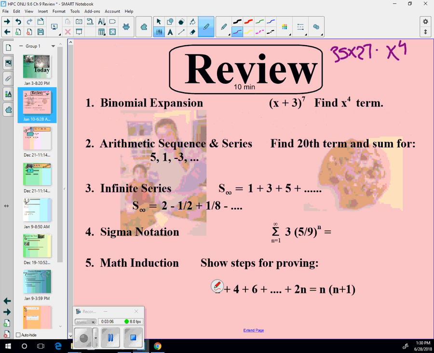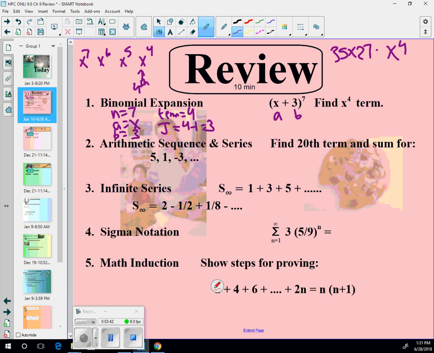We could say n is the power, which is 7. Your first part of the binomial is x, right? Your second part of the binomial is 3. The x to the 4th, well, we have x to the 7, x to the 6, x to the 5, x to the 4. Well, that's going to be the 4th term. So the term is 4, and the j value in the formula is going to be 4 minus 1, which is 3.